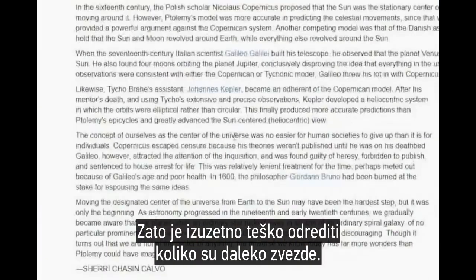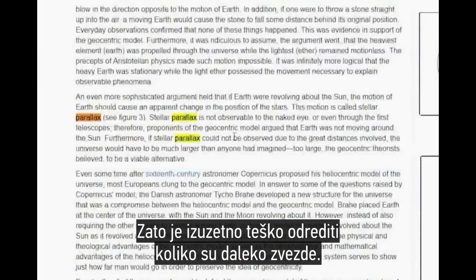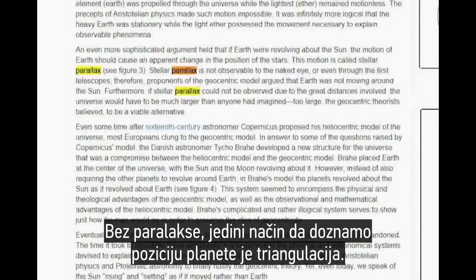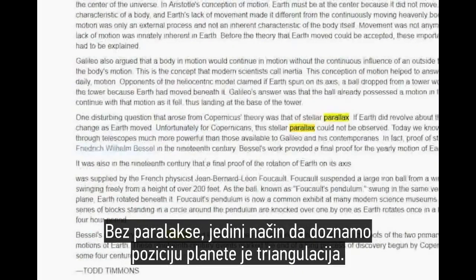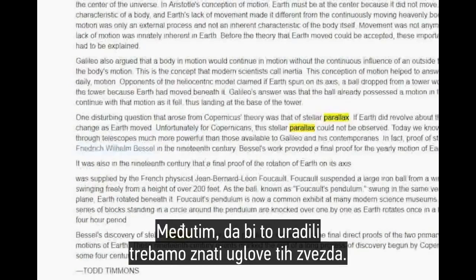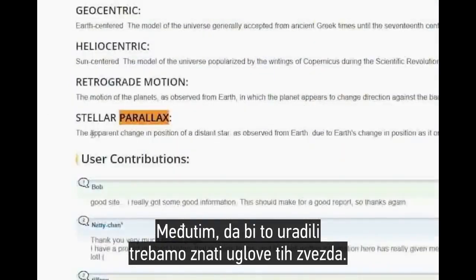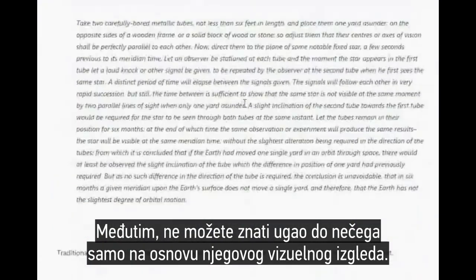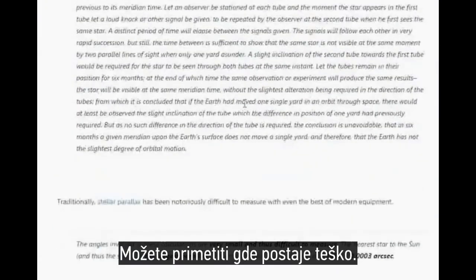This is why it's so extremely hard to determine how far stars are. To us, they are lights in the sky with no apparent parallax. Without parallax, the only way to know a star's position is triangulation, but for that, we need to know the angles to the stars. But you can't know the angle of something based on its visual appearance alone. You can see where it starts getting difficult.